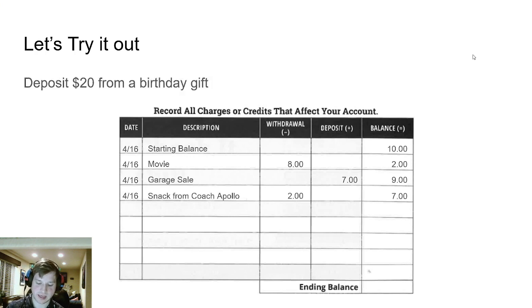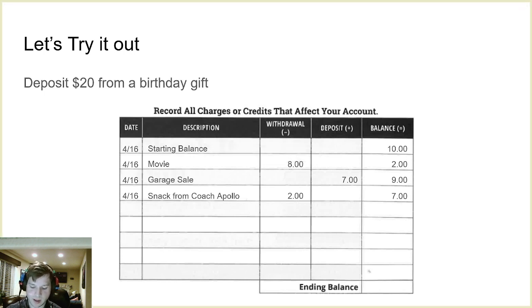Okay, let's do another transaction. Next, let's deposit $20 from a birthday gift. So a deposit is going to add. So let's put in $20 into how much this transaction is for. Next, we need to write our description. I'm going to write birthday gift. And we need to write today's date, which is 4/16.